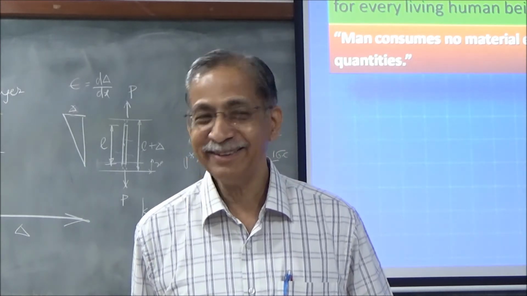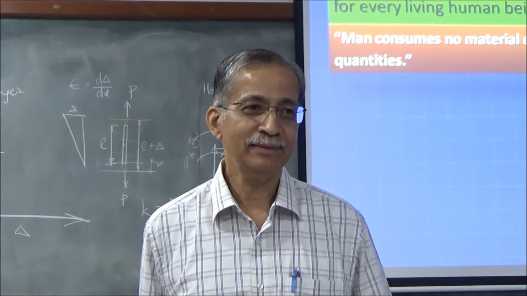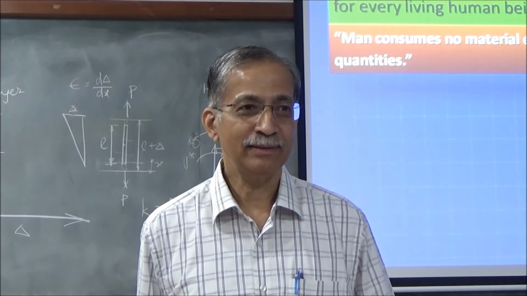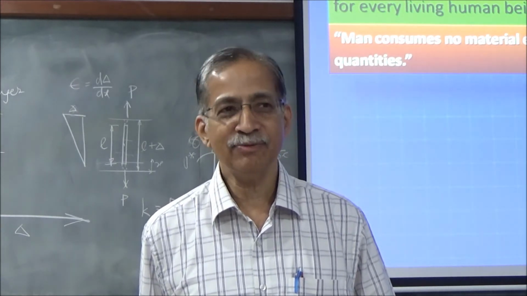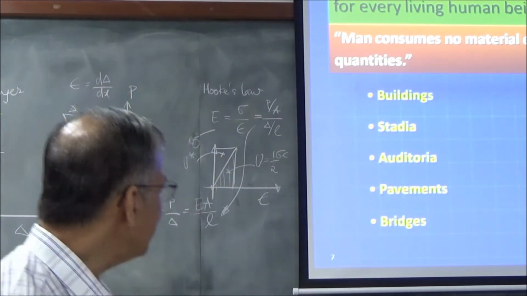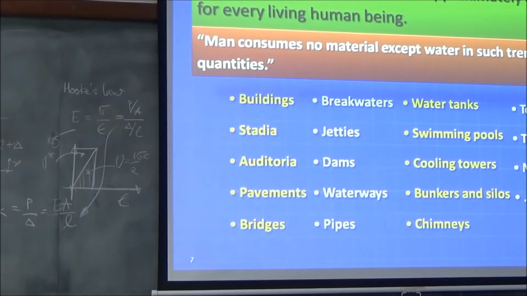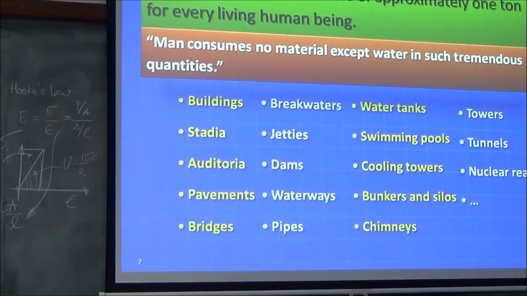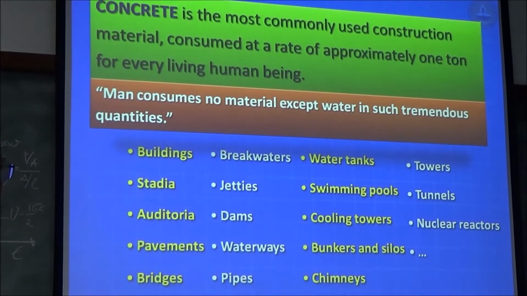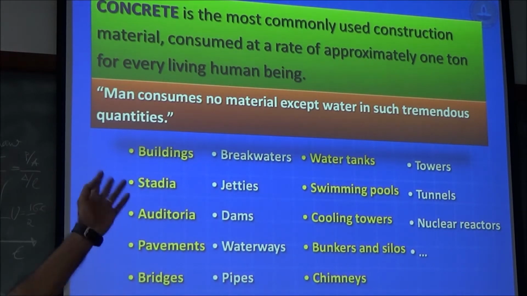Hydropower, you're saying. All power plants use massive amounts of concrete. So in short, everything is concrete, though we take it for granted. Buildings, stadia, auditoria, pavements, bridges, breakwaters, jetties, dams, waterways, pipes, water tanks, swimming pools, cooling towers, bunkers and silos, chimneys, towers, tunnels, nuclear reactors, etc., etc. You can fill in the rest.